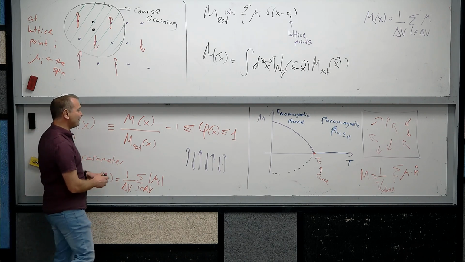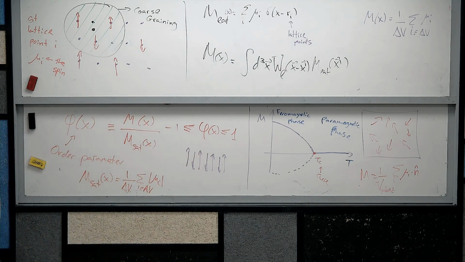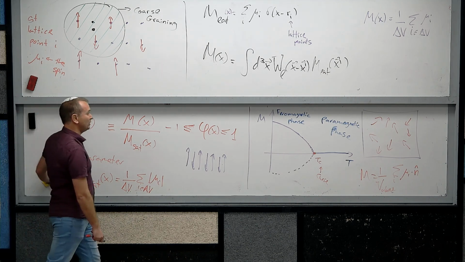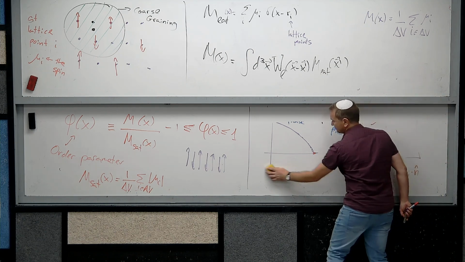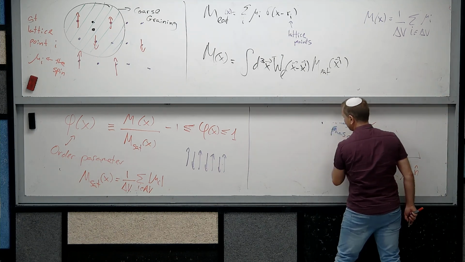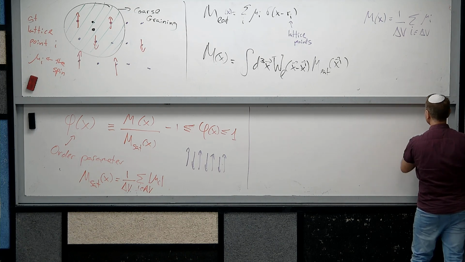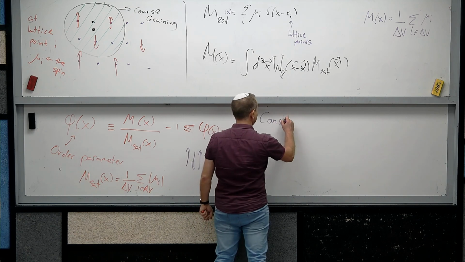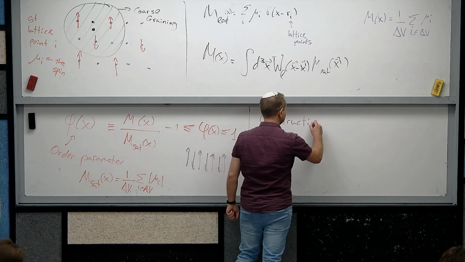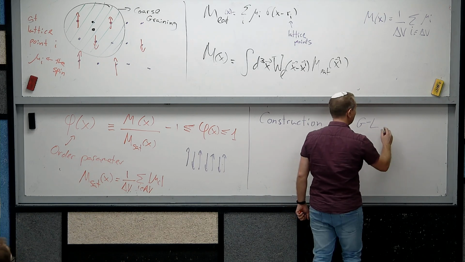Great. So we have this field. We defined the field. What is the next step? The next step is to construct a Hamiltonian. Construction of the Ginzburg-Landau Hamiltonian.